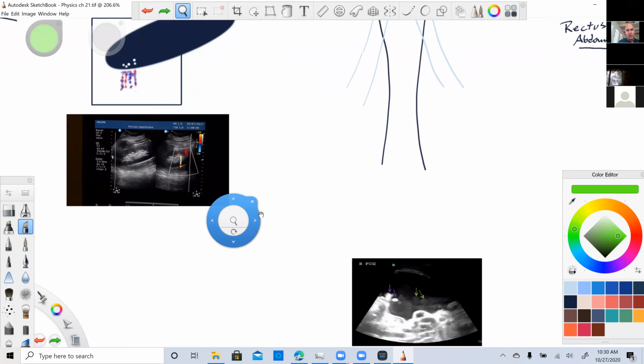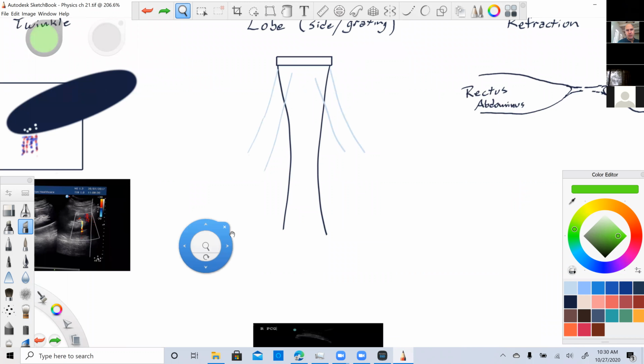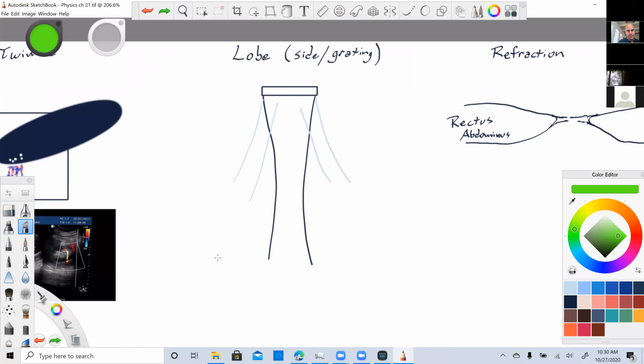Lobe artifacts. I've already mentioned this before. We don't need to spend too much time on it. What are we violating with lobe artifact? That every single object that we see is inside of the beam. Everything has to be inside of the beam because the beam is very thin and nothing ever happens on the outside of it unless it does.